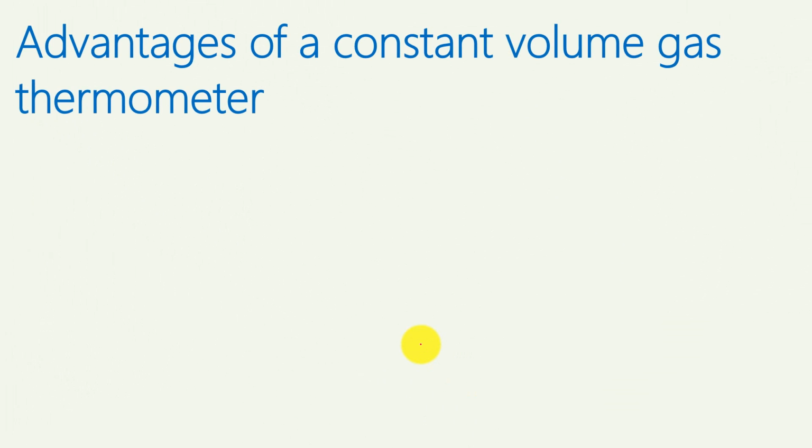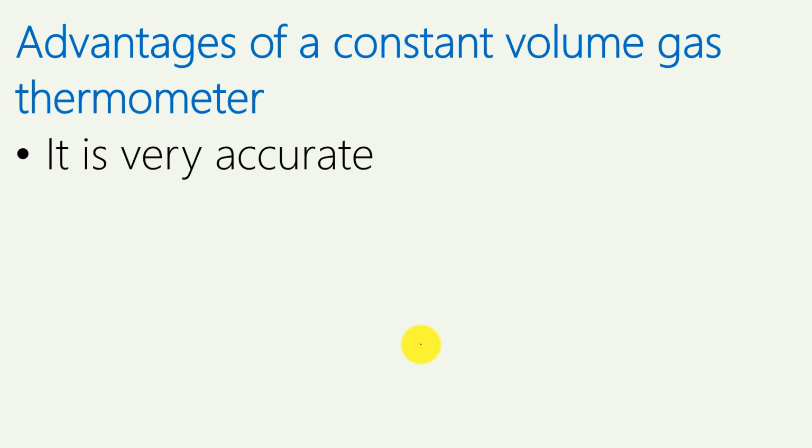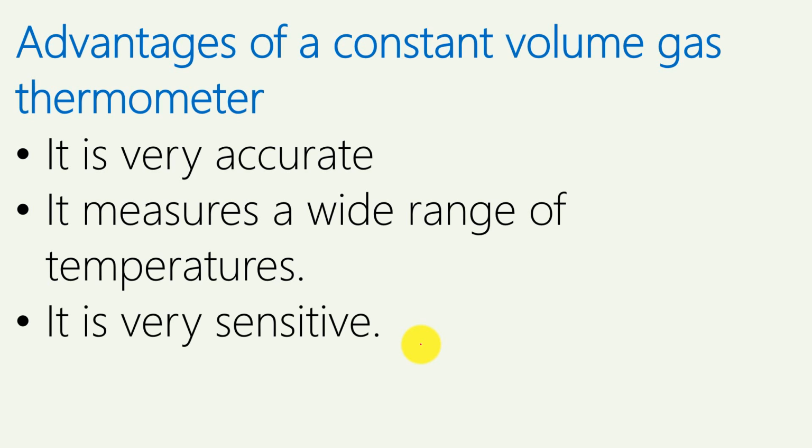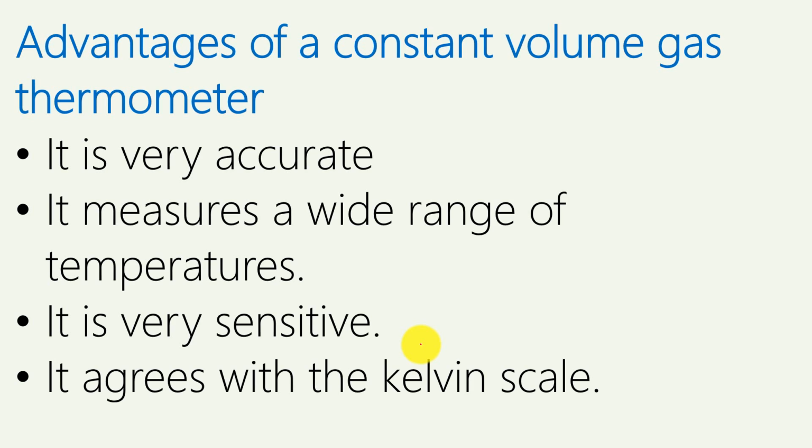Now, what are the advantages of a constant volume gas thermometer? Number 1, it is very accurate. Actually, it's the standard when we are calibrating even other thermometers. We always refer to this one. Number 2, it measures a wide range of temperatures as compared to liquid in glass thermometers. And it's very sensitive. And then it agrees with the Kelvin scale.